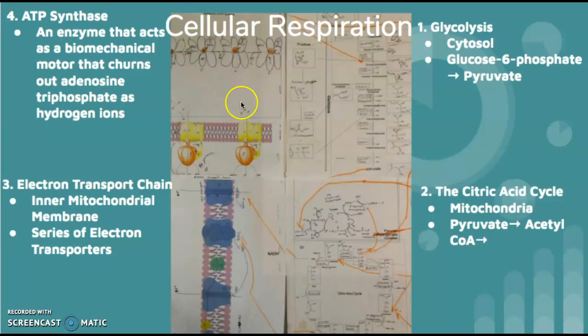Here we can see the hydrogen ions on the outside, and they're going to move down the concentration gradient, but as they do, they're going to turn this little motor, and so we have ADP molecules and phosphate groups entering the protein here, and when the hydrogen ions move down the concentration gradient, they're going to produce the bulk of the ATP molecules.